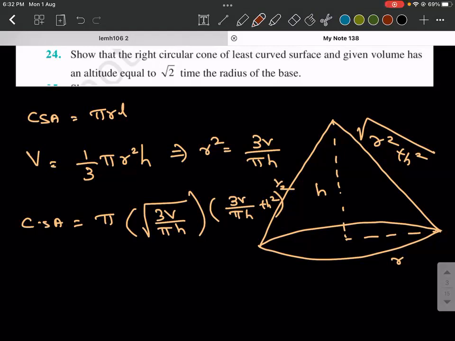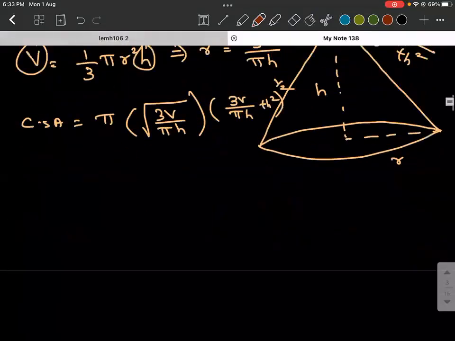Now you have to differentiate this and then solve. When you differentiate this, you will get H in terms of V. When H comes in terms of V, substitute it here again. Then you will get the relation between R and V. So you can find the relation between R and H, that will be root 2 times. Okay, so I'm just sharing the idea. We'll keep proceeding. Next.